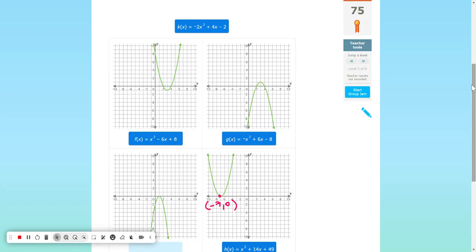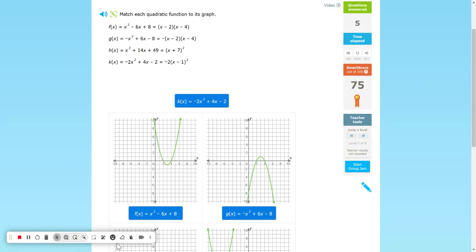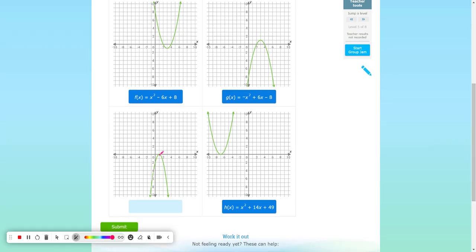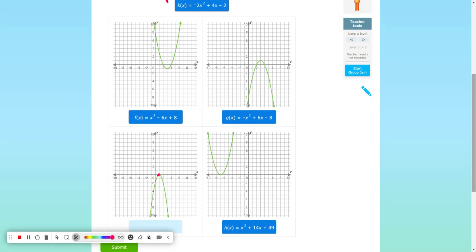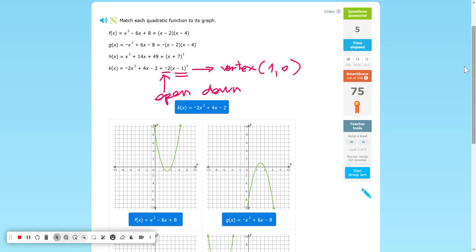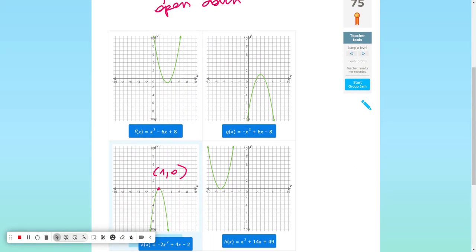But let's investigate the last one. You can see the vertex happens to be 1 and then 0. Make sure you take the opposite. And it's negative 2 for the A, so it should be open down. Okay, here we go. Open down right there. So 1, 0, that is a vertex right there, open down. So it has to match with that. Let's drag it down. Here we go. So submit, we should be correct.